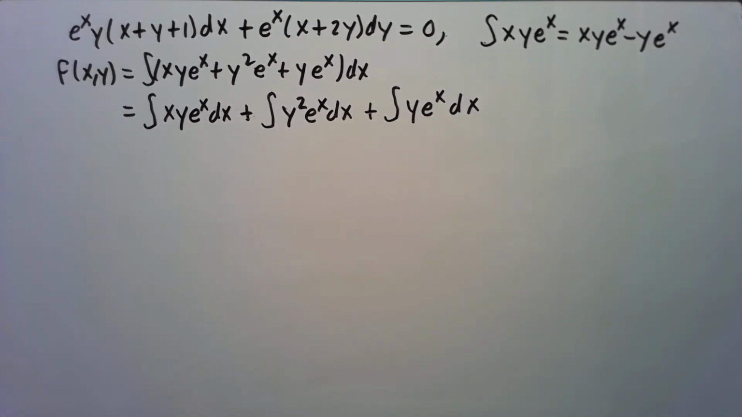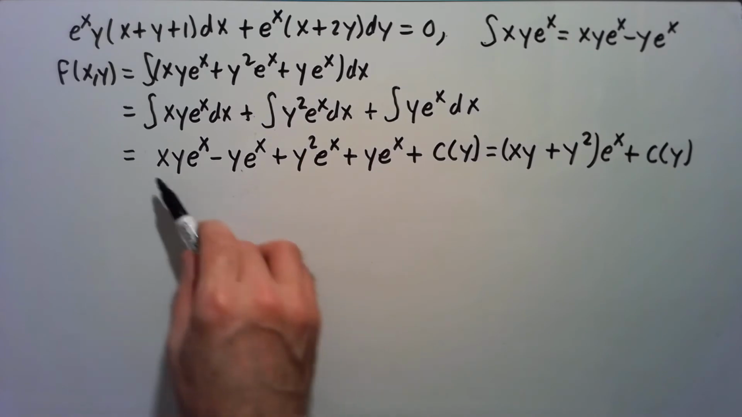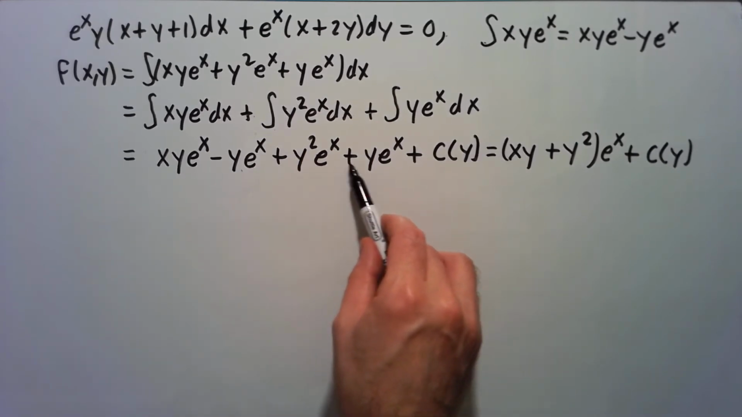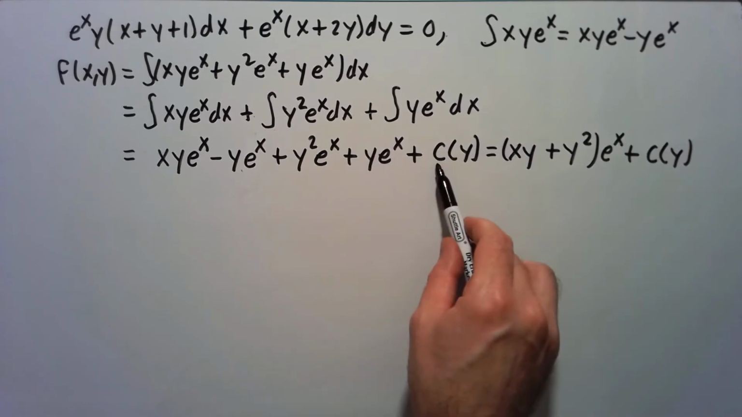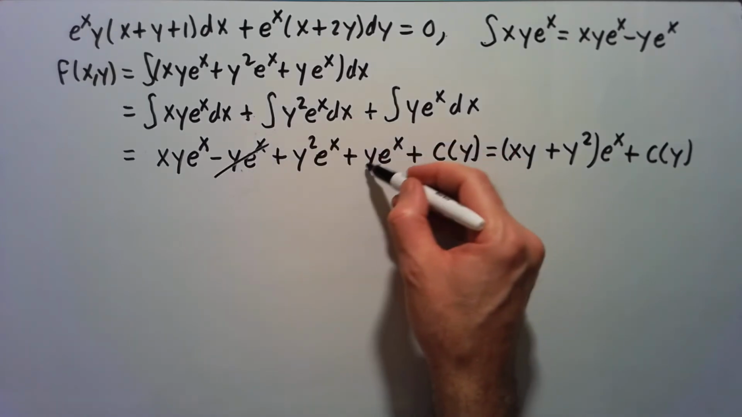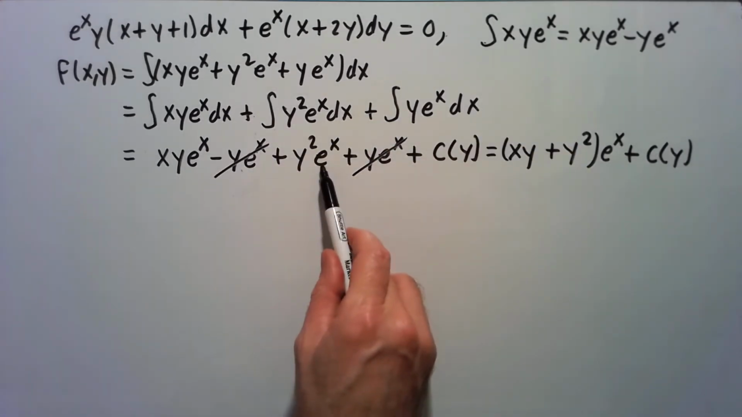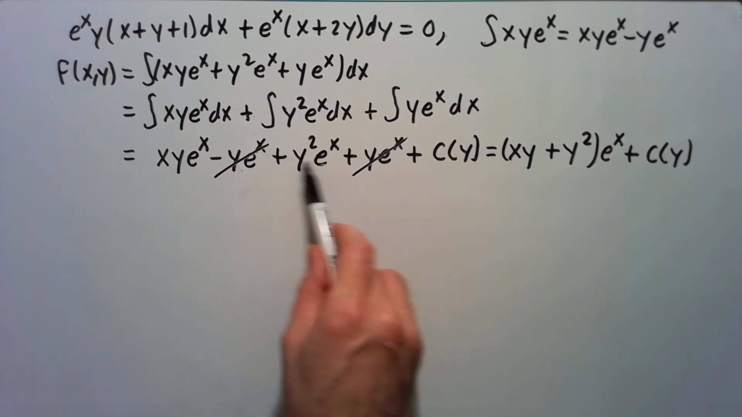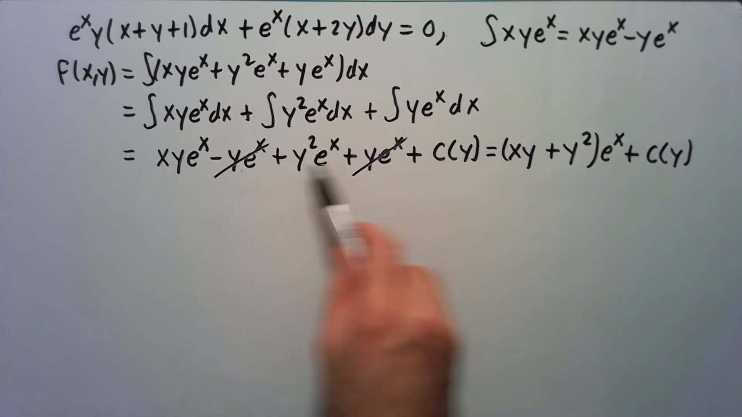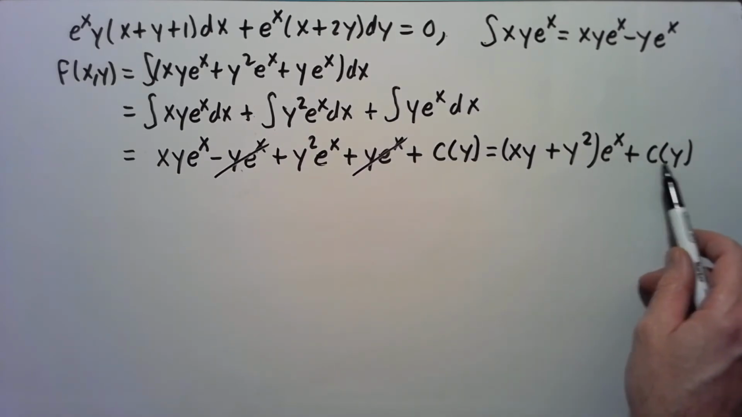So substituting and integrating, we get xy e to the x minus y e to the x plus y squared e to the x plus y e to the x plus a constant here, but the constant is going to be a function of y. So notice these two cancel, and then the guys remaining, they have an e in it. Let's factor the e out like I've done here. That'll be xy plus y squared times e to the x, plus c of y.